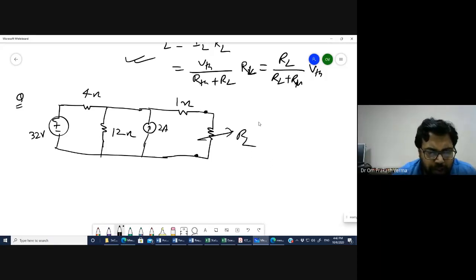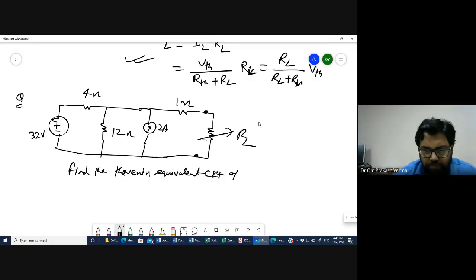So the problem is to find the Thevenin equivalent circuit of the given network, with respect to the terminal given, terminal AB. This is the first part.